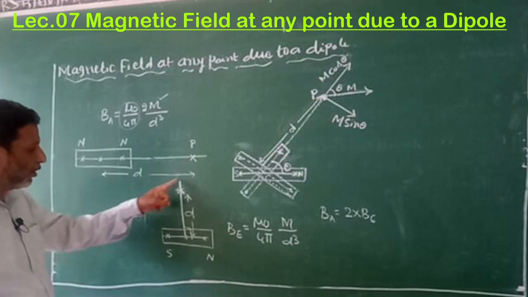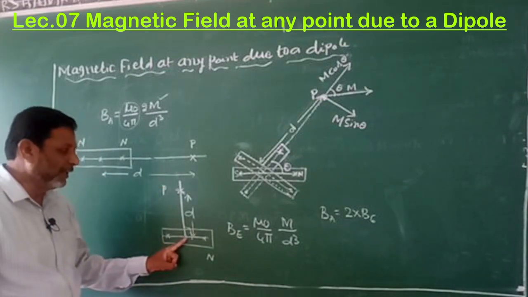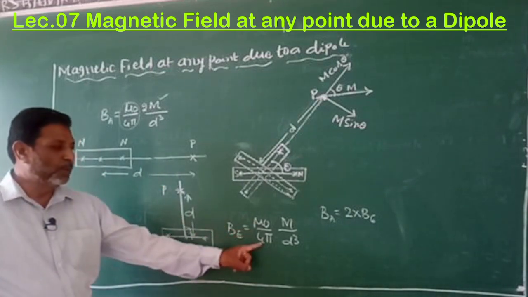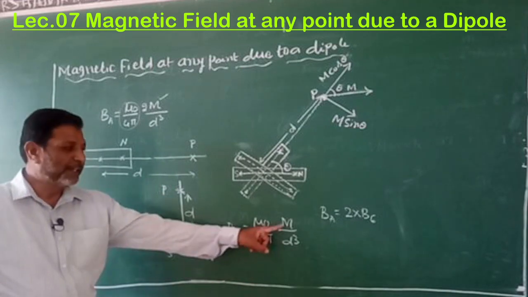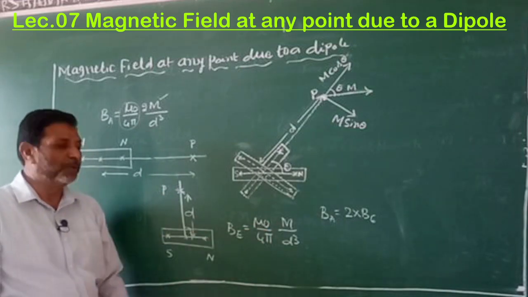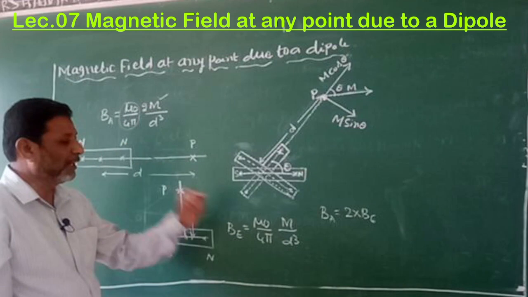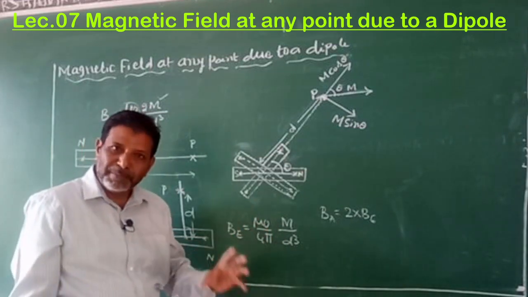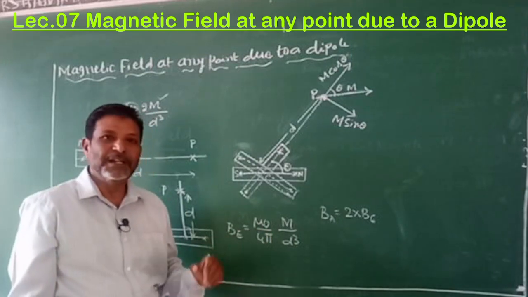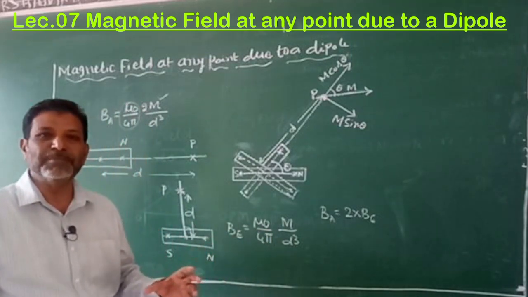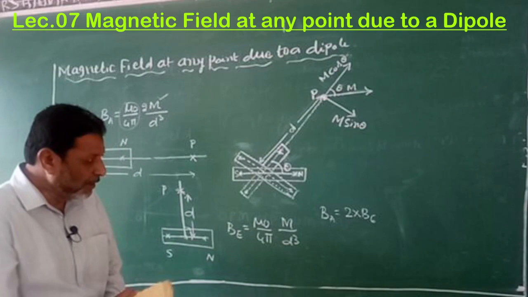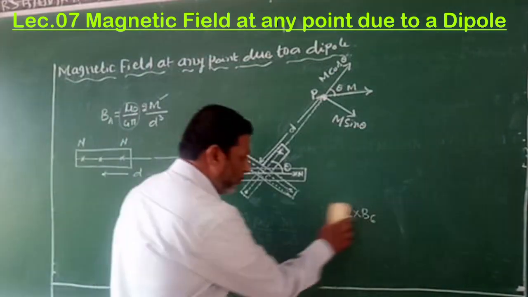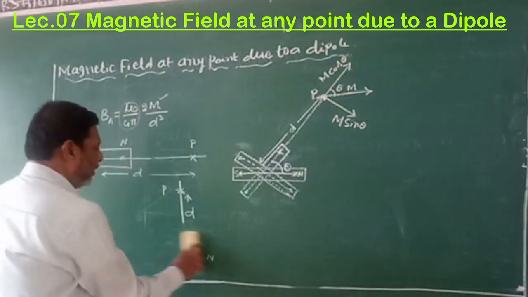Next, the field along the equatorial line is equal to mu naught divided by 4 pi, m divided by d cube. Here you have 2m, whereas here only m. Where m is the magnetic moment, and d is the distance of the point from the center of the magnet. These are some of the important points that will come across in the derivation.